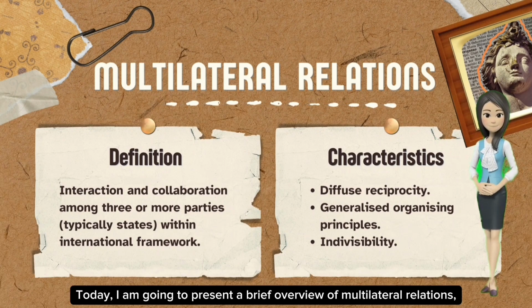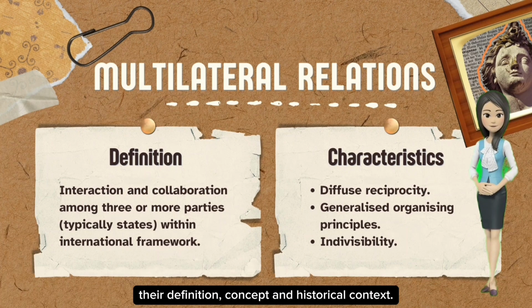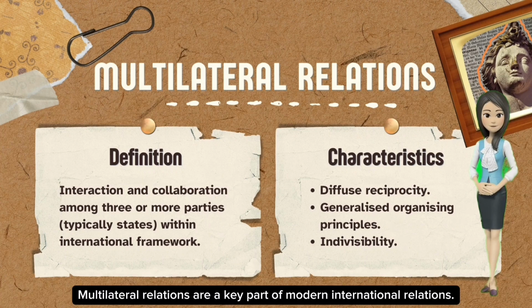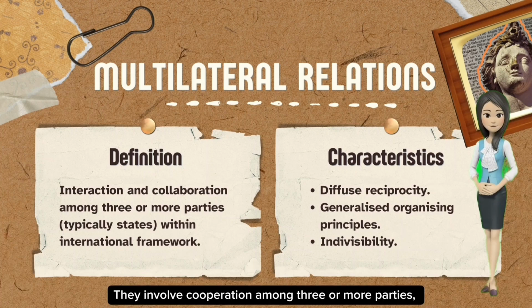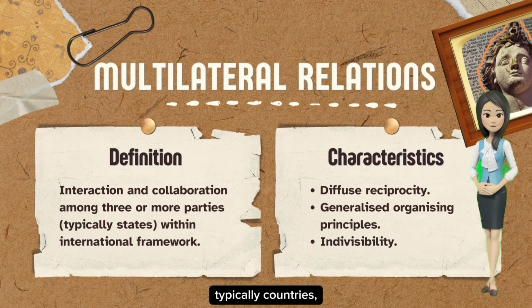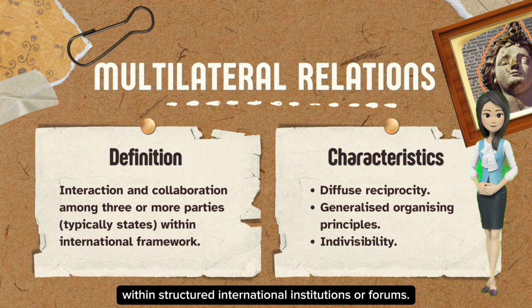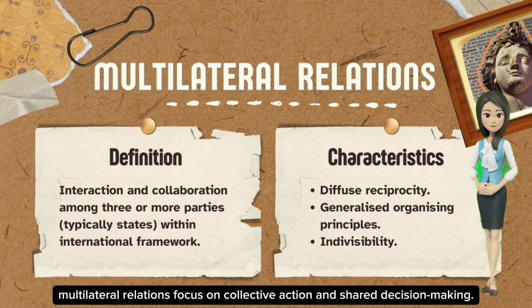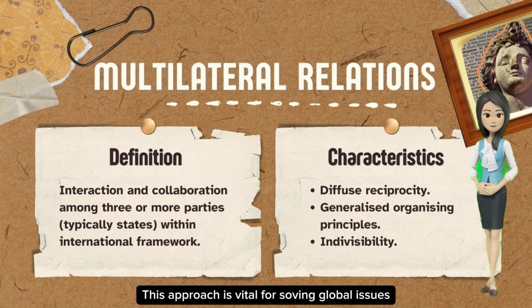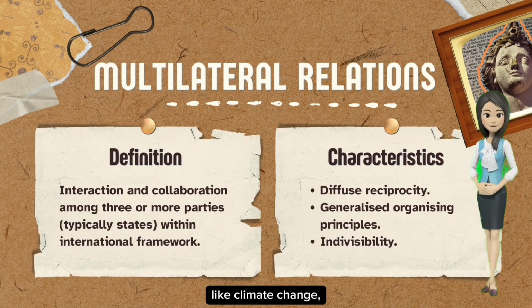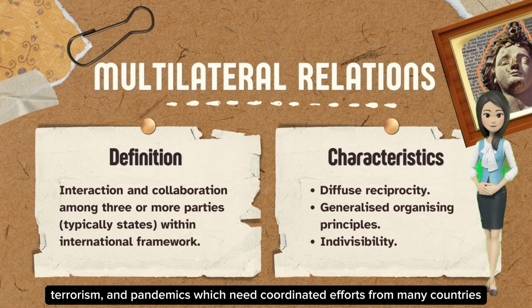Today I am going to present a brief overview of multilateral relations, their definition, concept and historical context. Multilateral relations are a key part of modern international relations. They involve cooperation among 3 or more parties, typically countries within structured international institutions or forums. Unlike bilateral relations, which are between 2 parties, multilateral relations focus on collective action and shared decision-making. This approach is vital for solving global issues like climate change, terrorism, and pandemics, which need coordinated efforts from many countries.